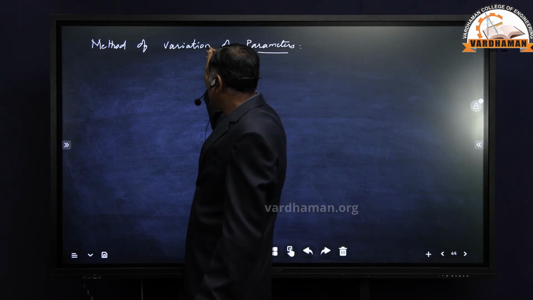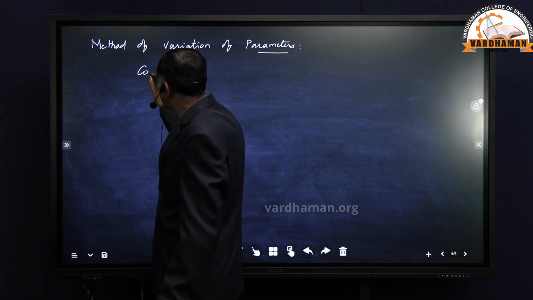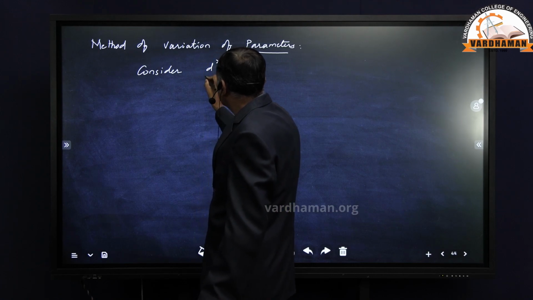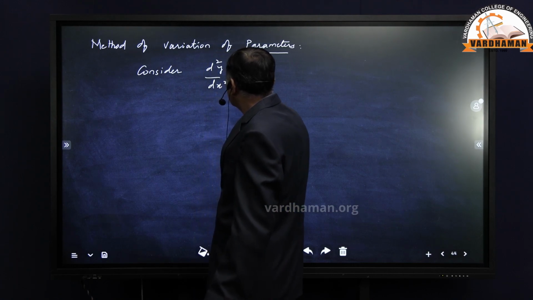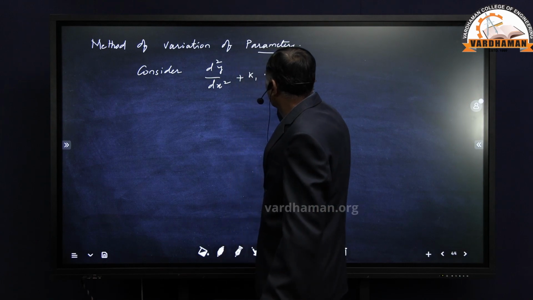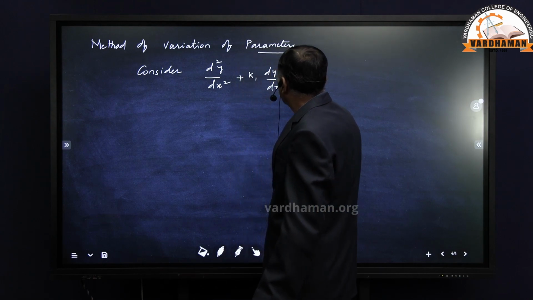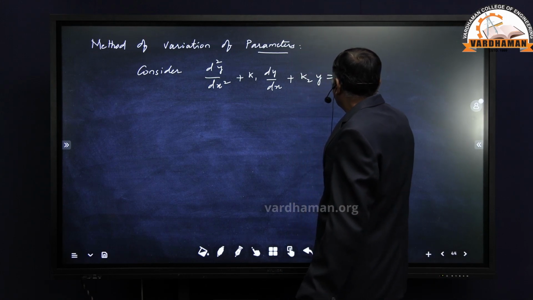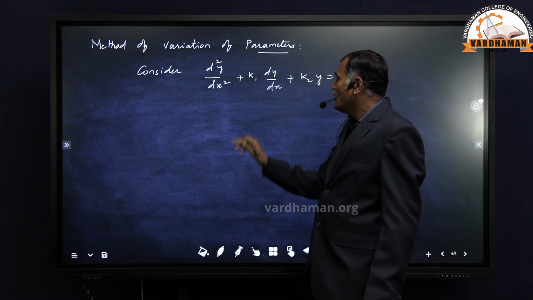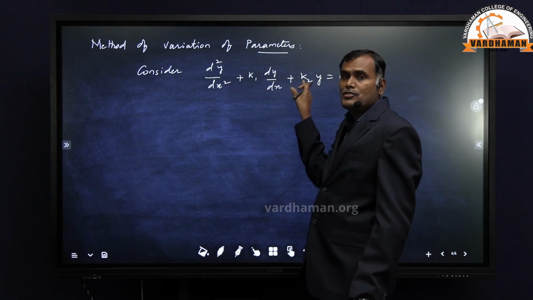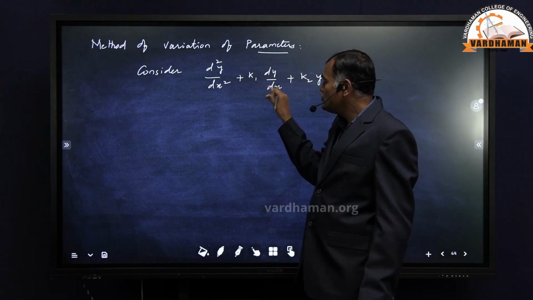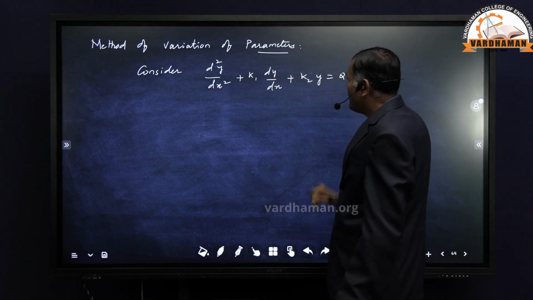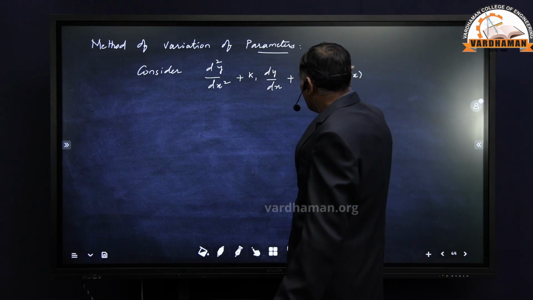Now to find the solution by this method, let us consider a second order differential equation like this. Let us say this is the given differential equation. Here k1, k2 can be either functions or constants, but in this video, I am going to take k1, k2 as constants. Now q is a function of x. Let us say this is the given problem.